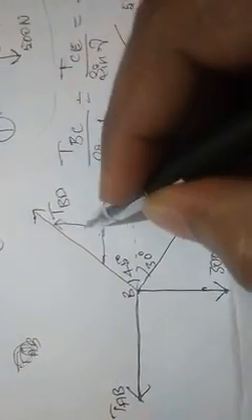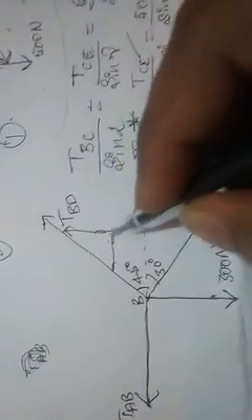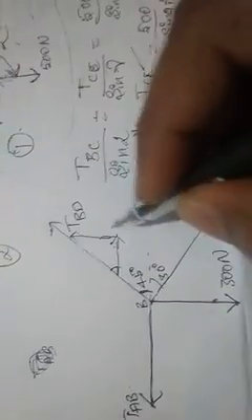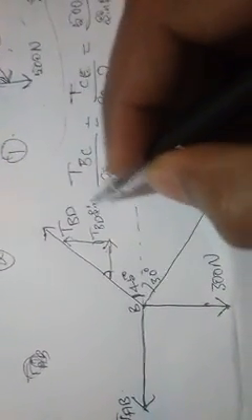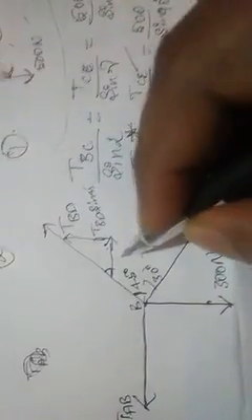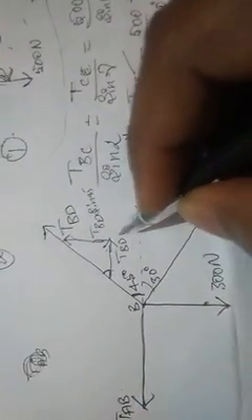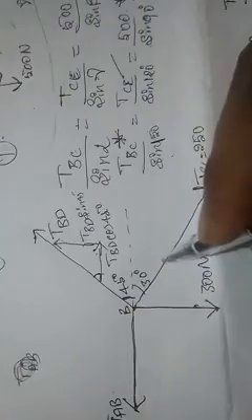Okay, so the angle here is 45 degrees. So this will be TBD sine 45. Okay, this is opposite, so this will be TBD cos 45. Okay, got it. The same way here also you resolve the forces, one horizontal, one vertical, you draw it.